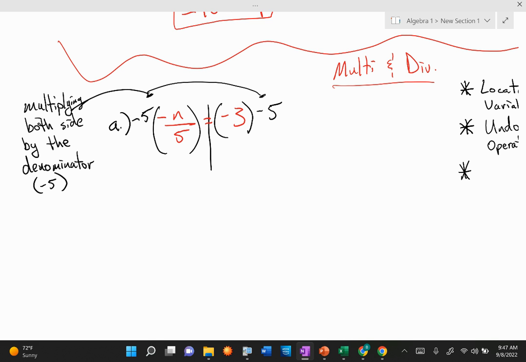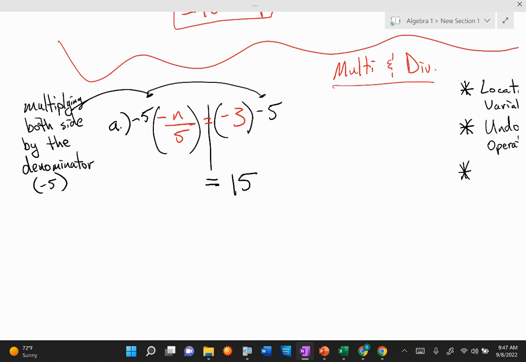Let's start on the right side. What will we end up with on the right side of the equal sign? We got -3 times -5. It's not a trick question. What's -3 times -5? 15.